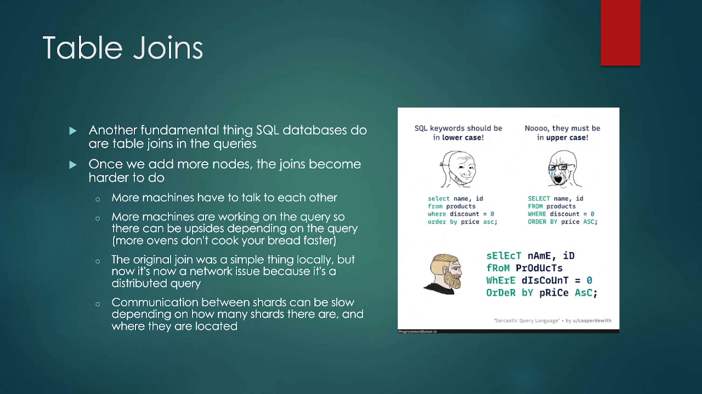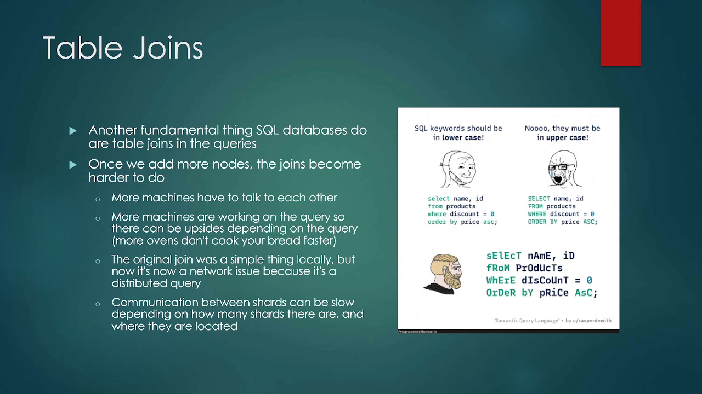So when we talk about SQL and SQL databases, we know that we're going to be relying really heavily on table joins. And this is one of the fundamental things that SQL does. As soon as we start adding in nodes or shards, the joins become harder. More machines have to talk to each other. More machines are working on the query. Even if the original join was a simple thing, it may no longer be simple if there are a bunch of servers involved. Communication can be slow, and depending on where the shards are and geographically where they're located, that can also slow it down.